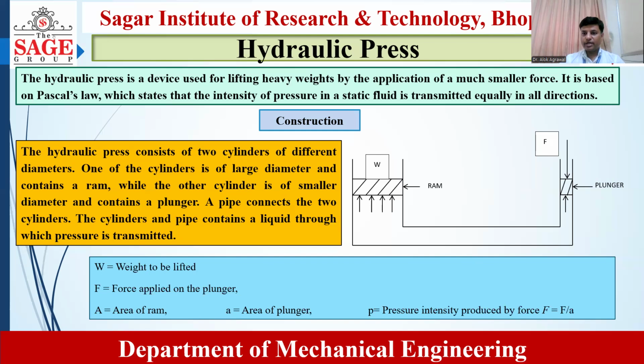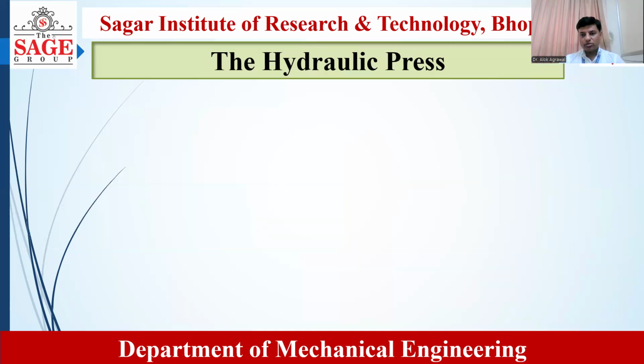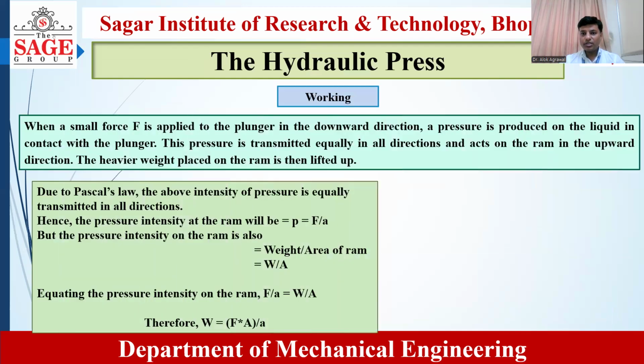So force F and the area of the plunger is small a. So you can say that the intensity of pressure is force by area, that is F by a. Now what is happening here? This applied force causes a pressure which is given by F by a.